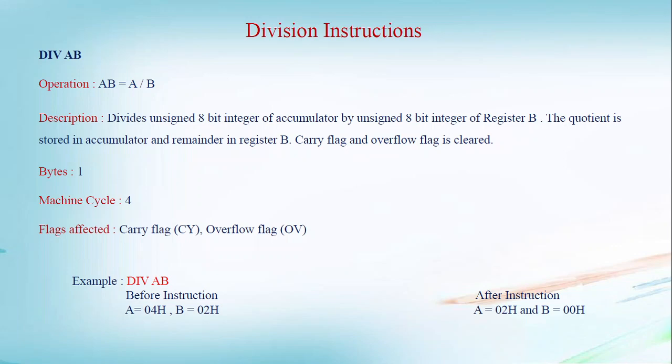Example, DIV AB. Before the instruction, consider A equals 04H and B equals 02H, so 4 upon 2 we get 02H. We can observe that after the instruction A will hold the quotient and B will hold the remainder.